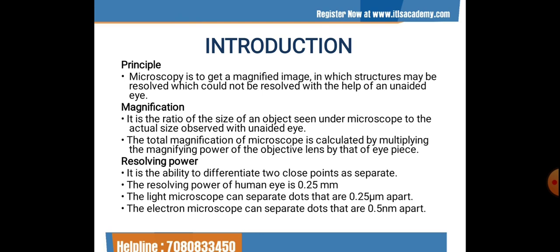Let's understand what is the resolving power. It is the ability to differentiate two close points as separate. The resolving power of human eye is 0.25 mm. The light microscope can separate dots that are 0.25 micrometer apart. The electron microscope can separate dots that are 0.5 nanometer apart.